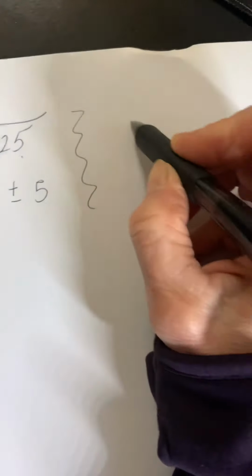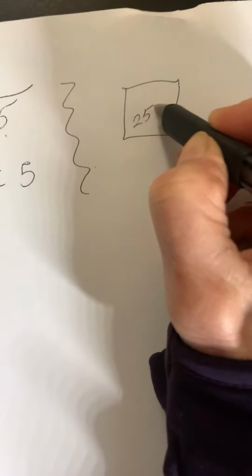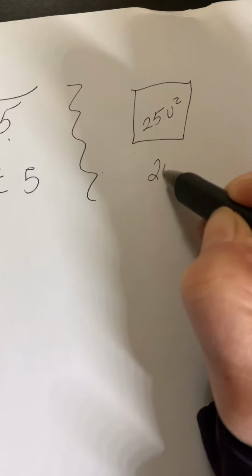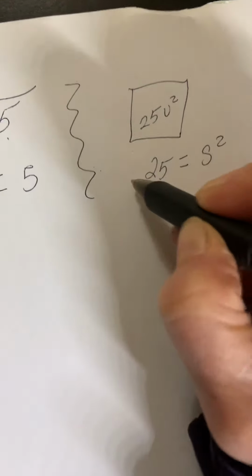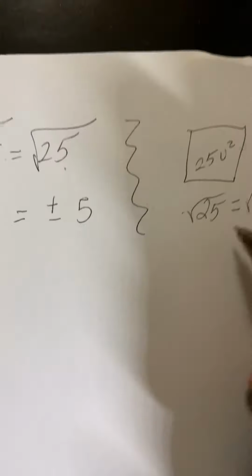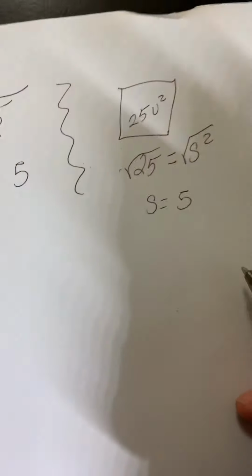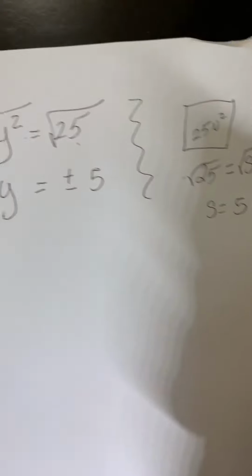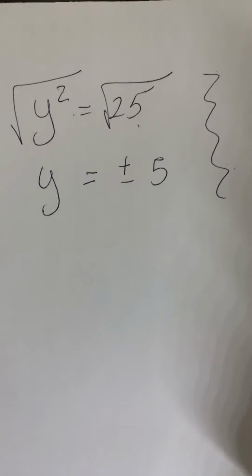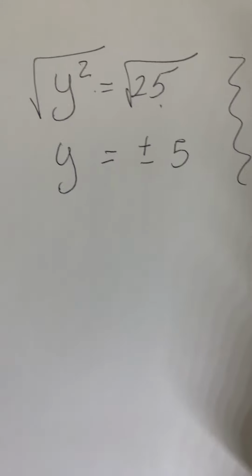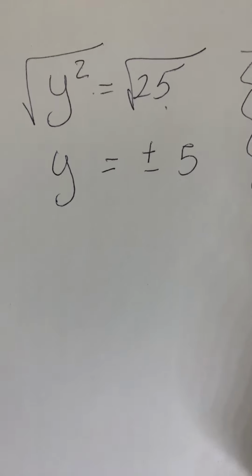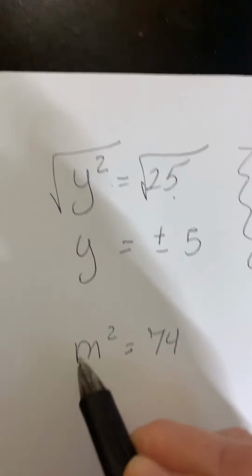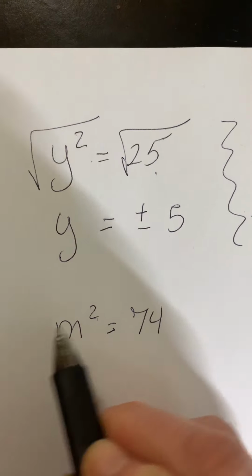If I gave you a picture and I said to you the area of the square was 25 units, then you would say 25 is equal to side squared. I would do the square root of both sides, and I would say that the side is equal to 5. But I wouldn't say negative 5 because it's a square, and a side cannot be negative. This problem doesn't have a story. And because it doesn't have a story attached to it, I need to include the positive and the negative value. If I'm going to do a problem like this, m squared is equal to 74. Again, the only way to undo a square is to square root it.